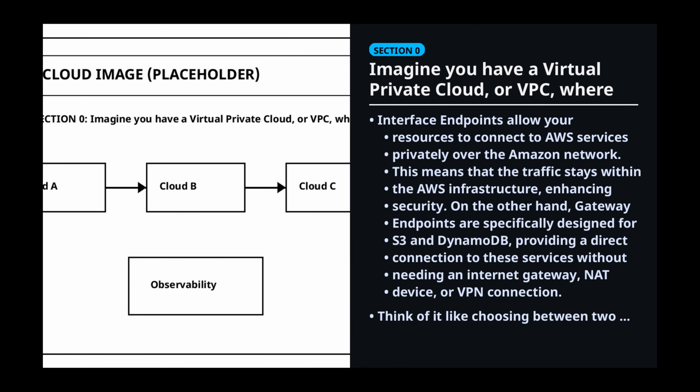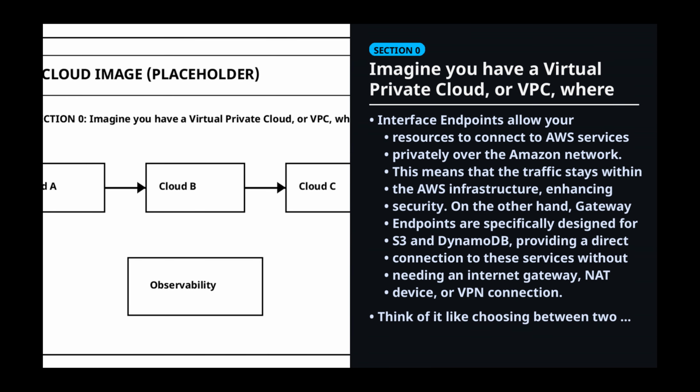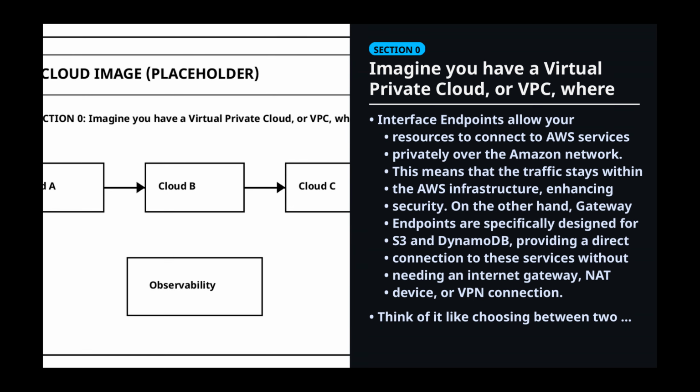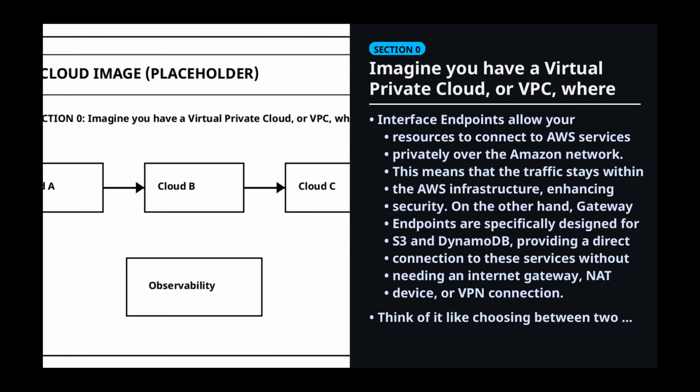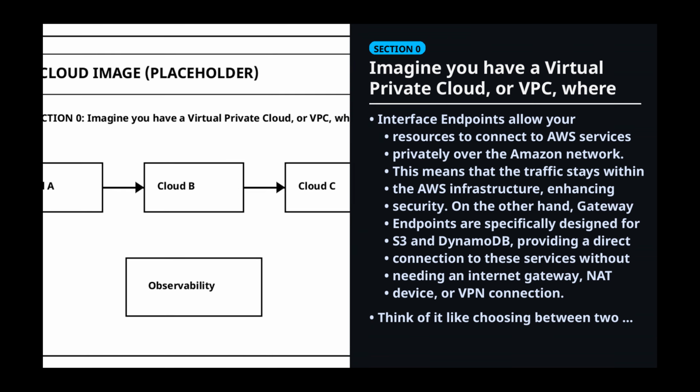Interface endpoints allow your resources to connect to all services privately over the Amazon network. This means that the traffic stays within the AWS infrastructure, enhancing security. On the other hand, gateway endpoints are specifically designed for S3 and DynamoDB, providing a direct connection to these services without needing an internet gateway, NAT device, or VPN connection.